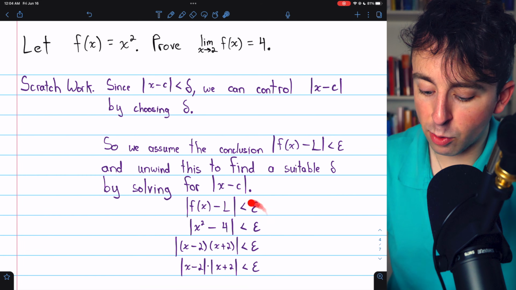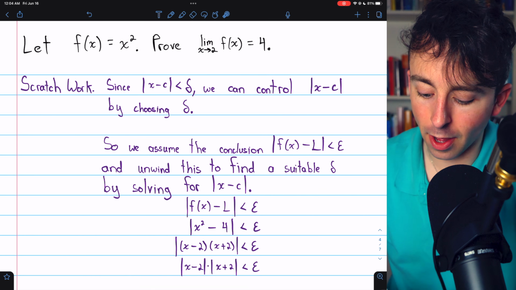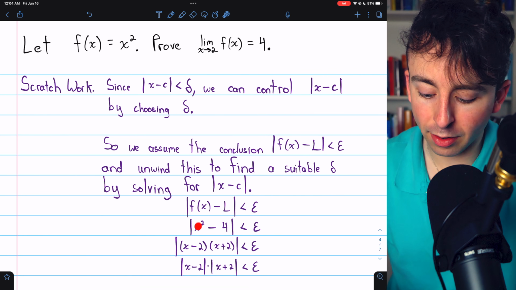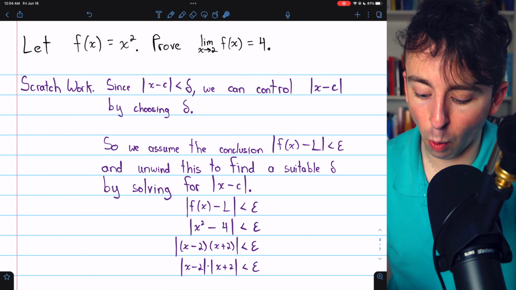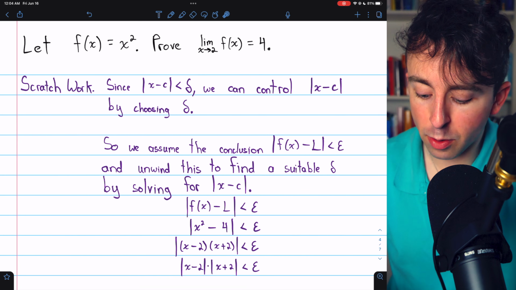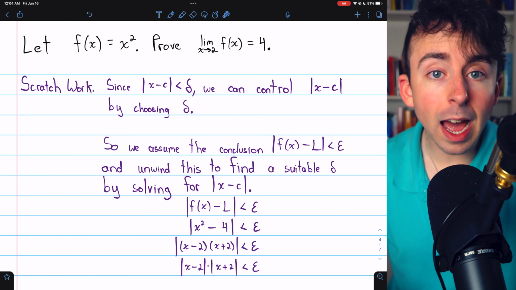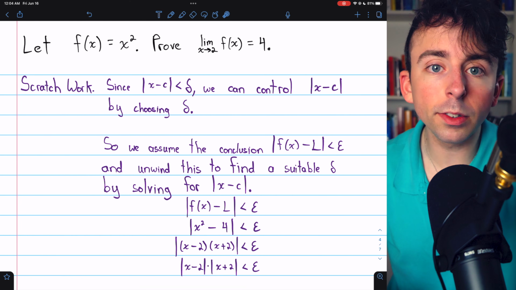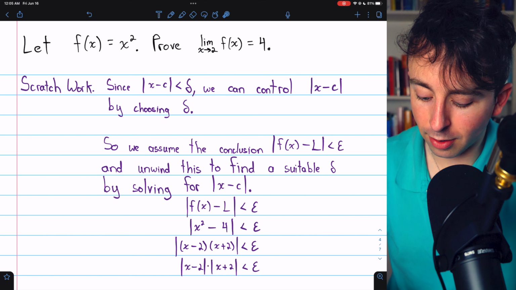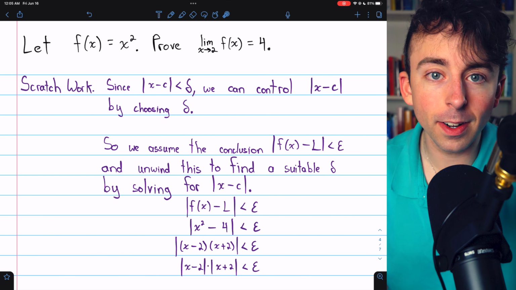Here is our scratch work. We assume the absolute value of f of x minus the limit is less than epsilon. In this case, f of x is x squared, and our desired limit is 4. We can factor this, it's a difference of squares, so the absolute value of x minus 2 times x plus 2 is less than epsilon. The absolute value of a product is equal to the product of the absolute values, so this means the absolute value of x minus 2, which we can control, times the absolute value of x plus 2 is less than epsilon.